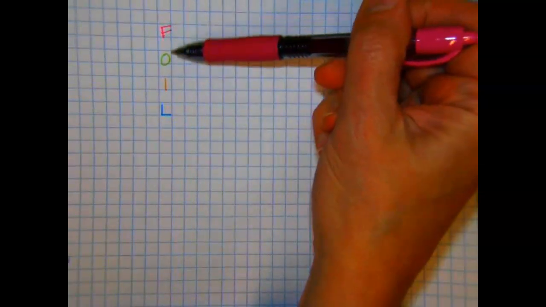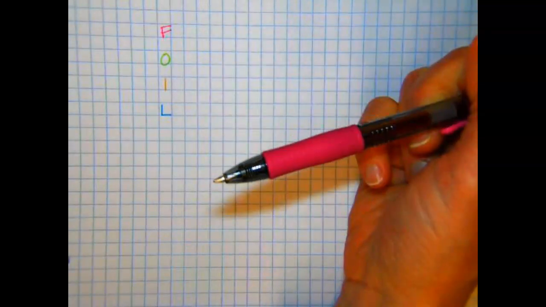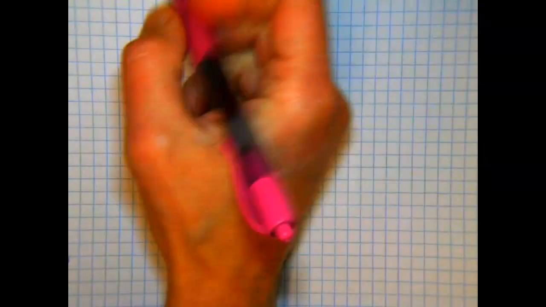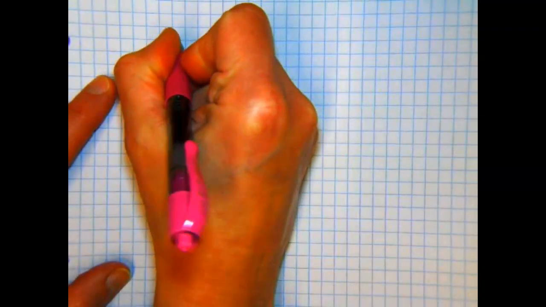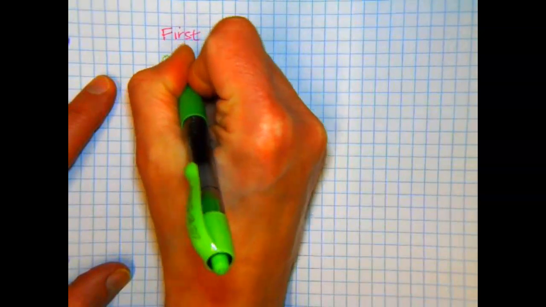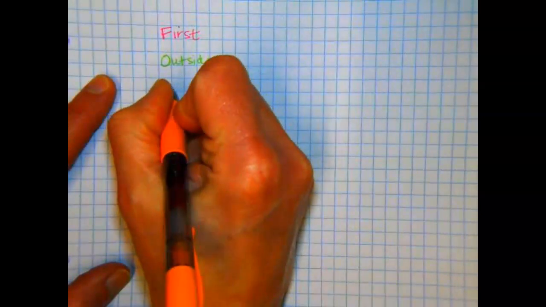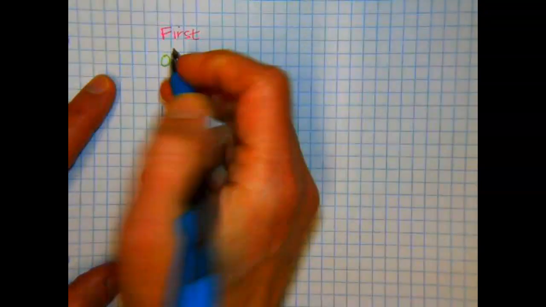Okay, so today we're going to do some review of the FOIL method of working with binomials. If you think about what FOIL means, it is an acronym that is helping us to multiply binomials. The F refers to first, the O refers to outside, the I refers to inside, and the L refers to last.